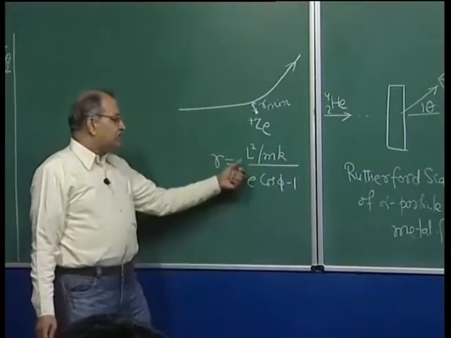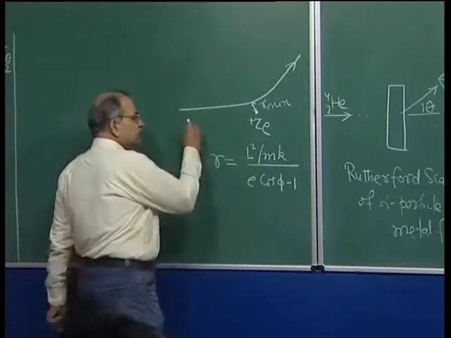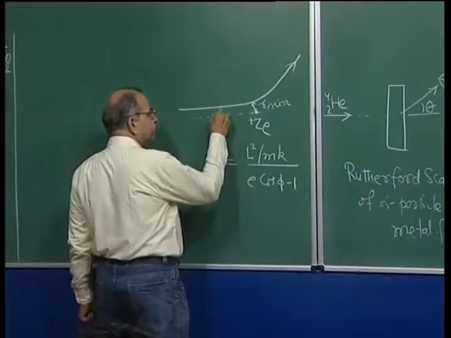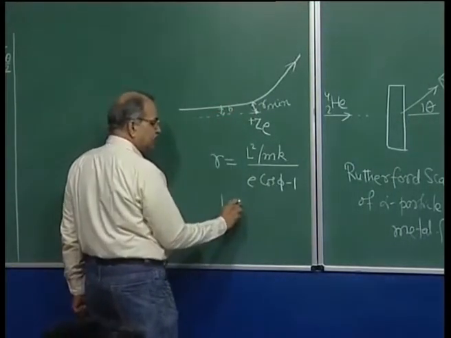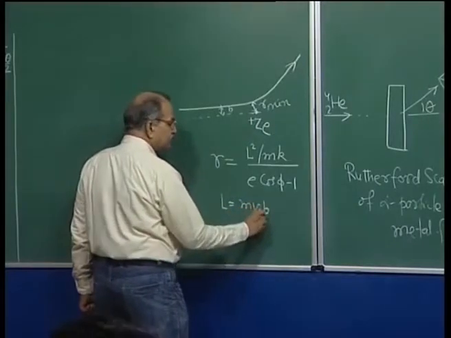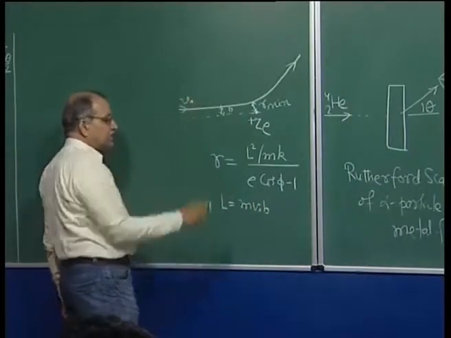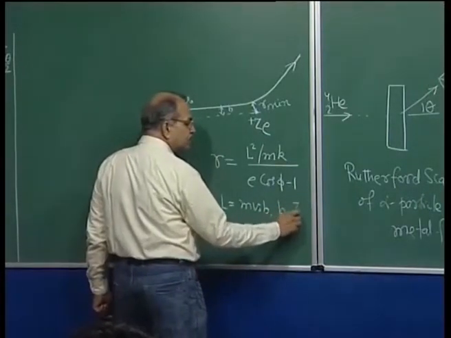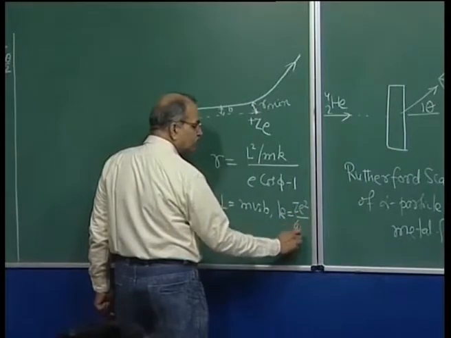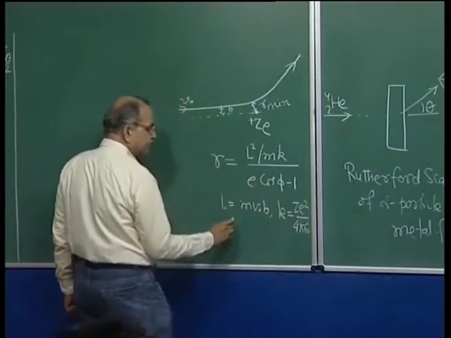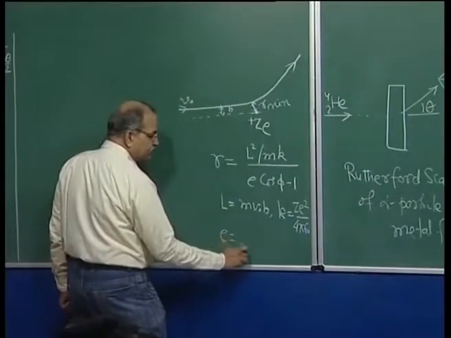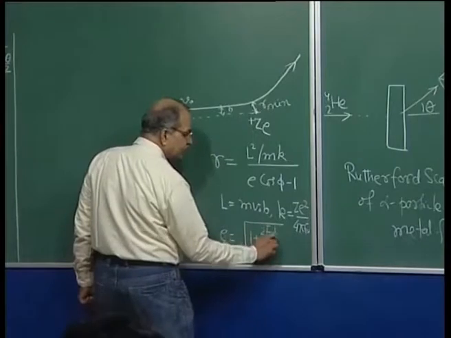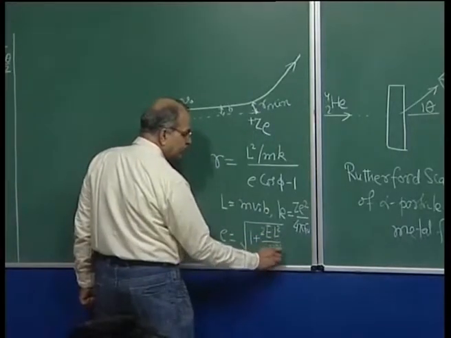So, L is the angular momentum, that means if I take this distance to be b, then this L will be m times v naught times b, where v naught is the speed here, the angular momentum, k is that constant Ze square by 4 pi epsilon naught, e is that eccentricity, which will be 1 plus 2 total energy L square by m k square.